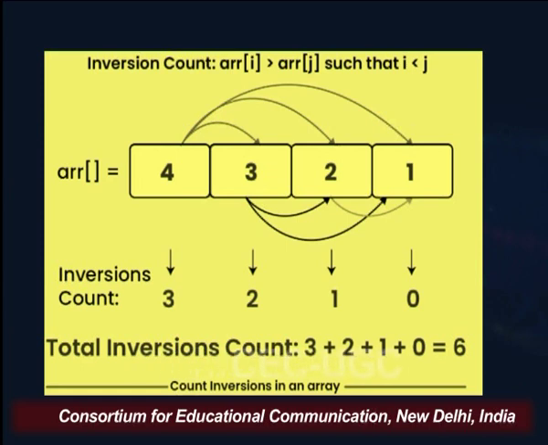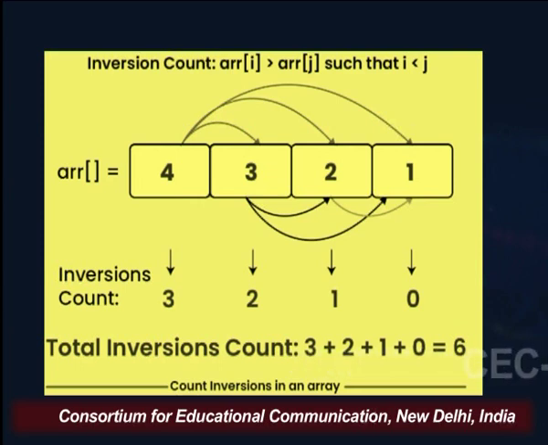Now, how do we solve this counting inversion problem? We have seen the naive method, looking for all those pairs i, j with the help of 2 nested loops, where i is less than j but ARR of i is greater than ARR of j. The time complexity for that method was order n square because of the presence of 2 nested loops.